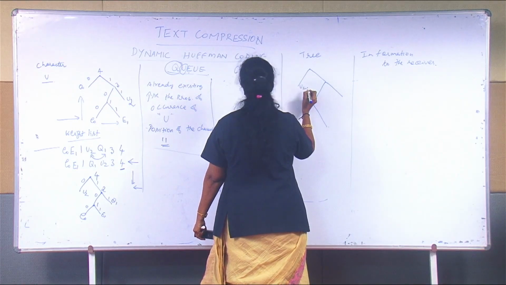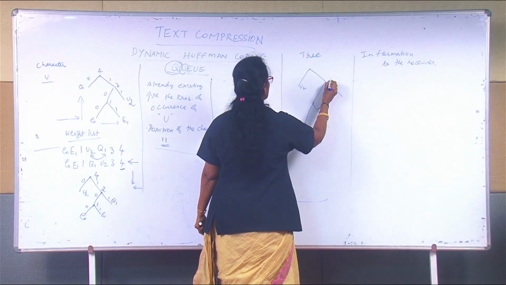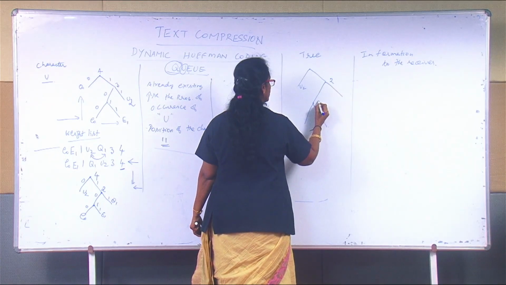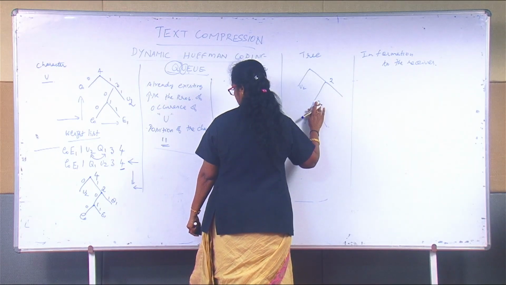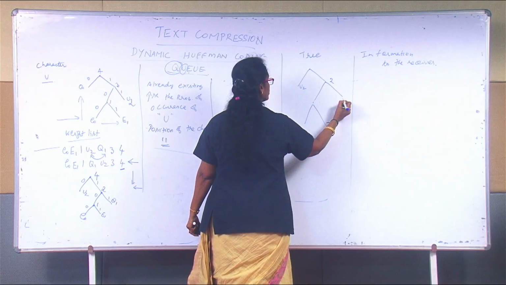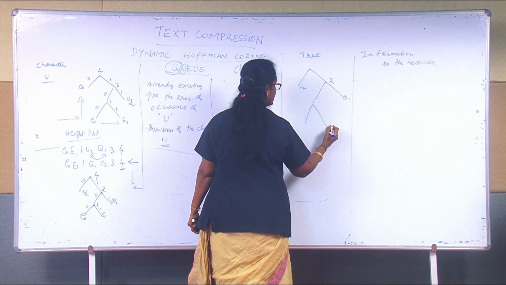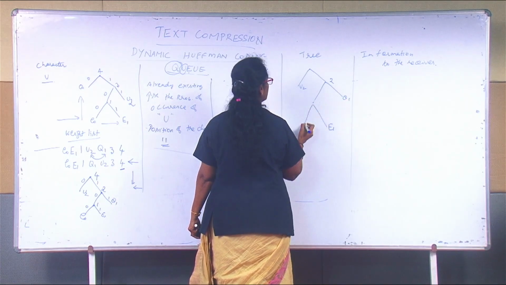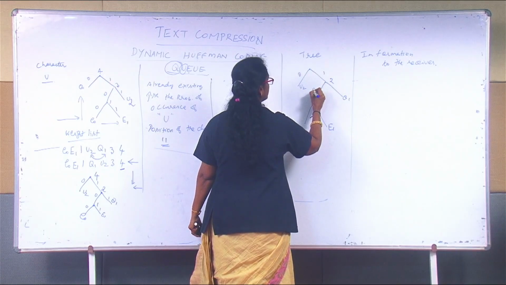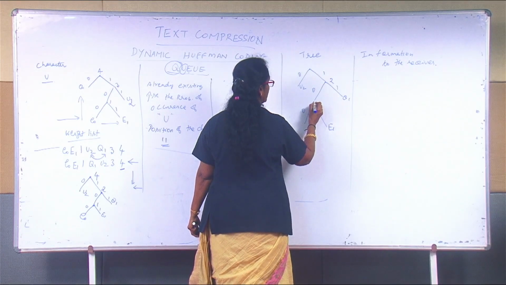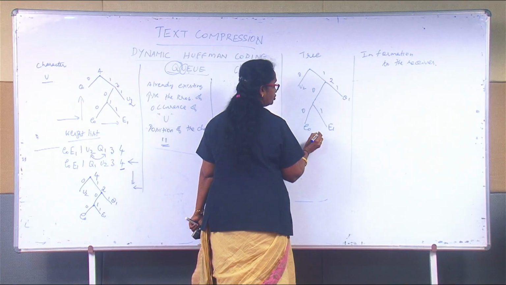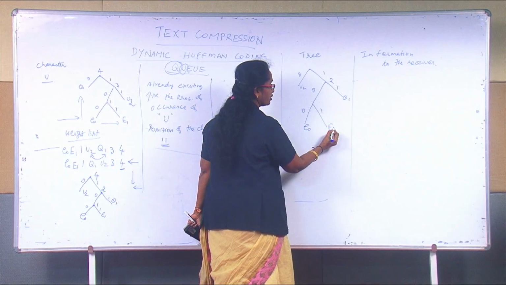Right? U2, Q1, E1, 0, 1, 0, 1, 0, 1. Okay. Now, what will you do? Increase the probability of occurrence of E.